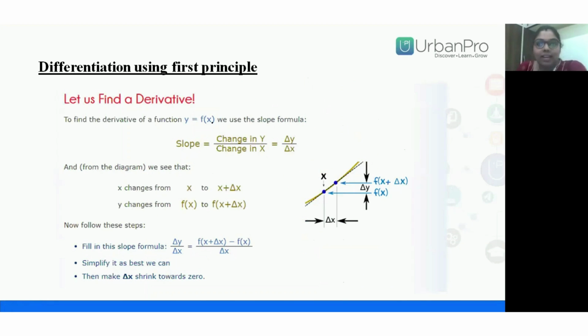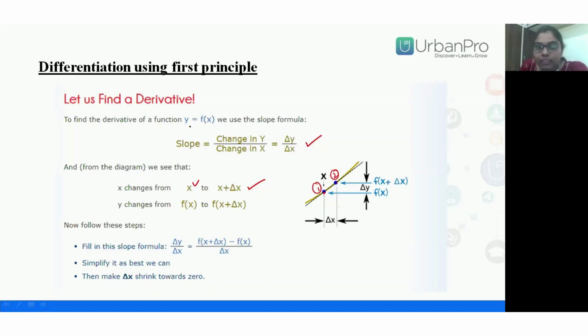So that's why, so what happens now? Slope equal to change in y by change in x, that is delta y by delta x. So say this point is at x, and the next point, if this is the first point, the second point is at delta x distance. And in terms of y, it is at delta y distance. Okay, so what is happening? Here it is x. So x is changing to x plus delta x. Okay, x is changing to x plus delta x.